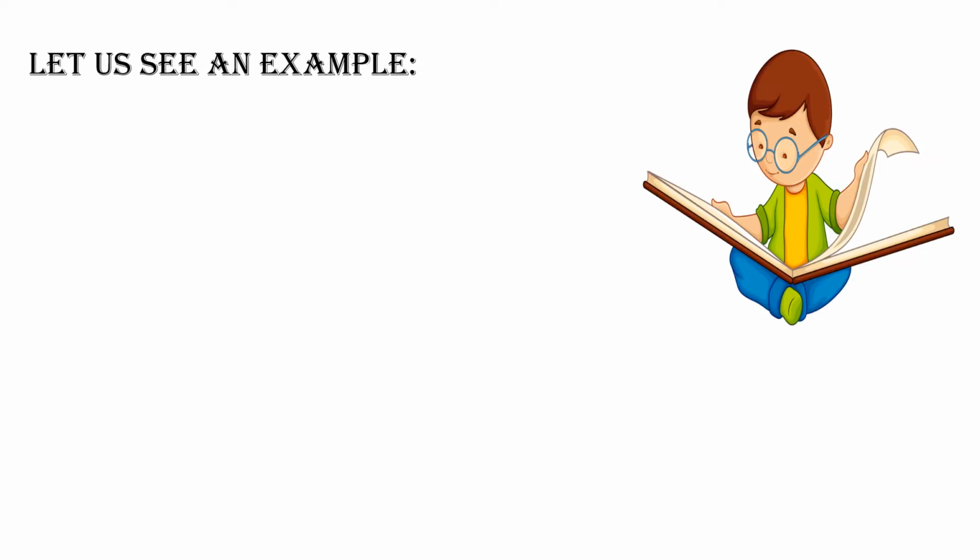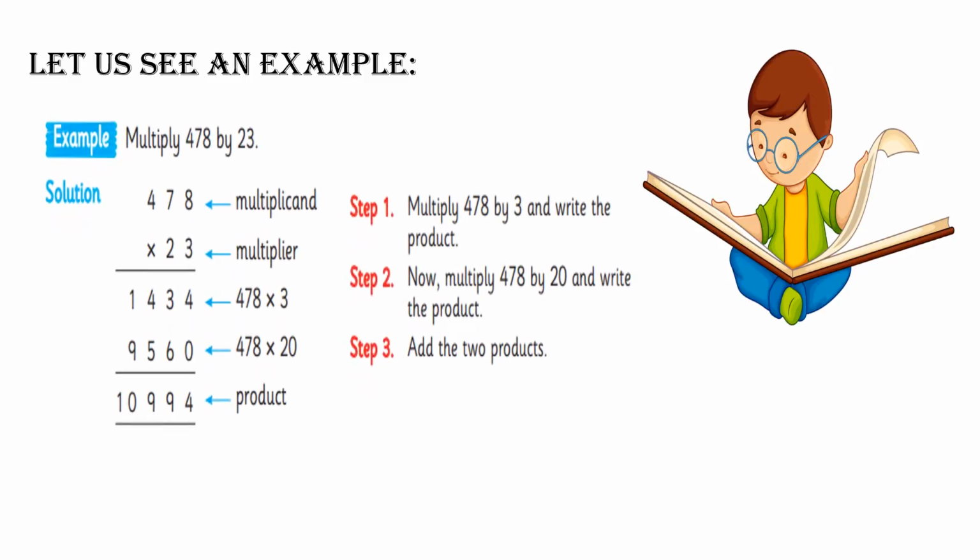Let us see an example of how to multiply a 3-digit number by a 2-digit number. Here I'll just tell you the steps and then we'll see the calculations. 478 into 23. So 478 is the multiplicand and 23 is the multiplier. And when I multiply these two numbers, I get the answer that is known as the product.